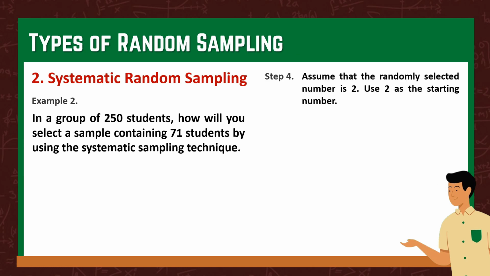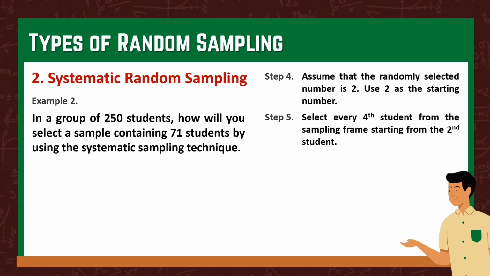Step 4. Assume that the randomly selected number is 2. Use 2 as the starting number. Step 5. Select every fourth student from the sampling frame starting from the second student.